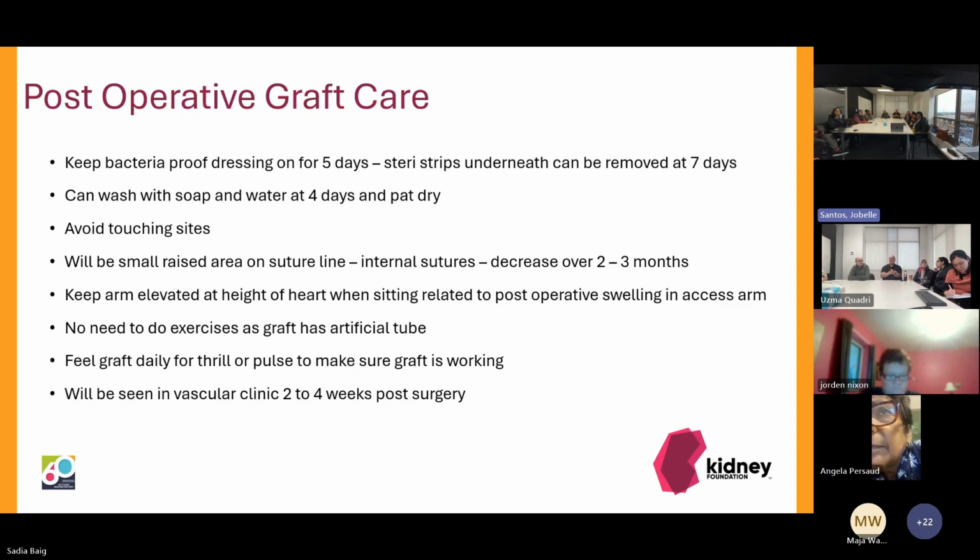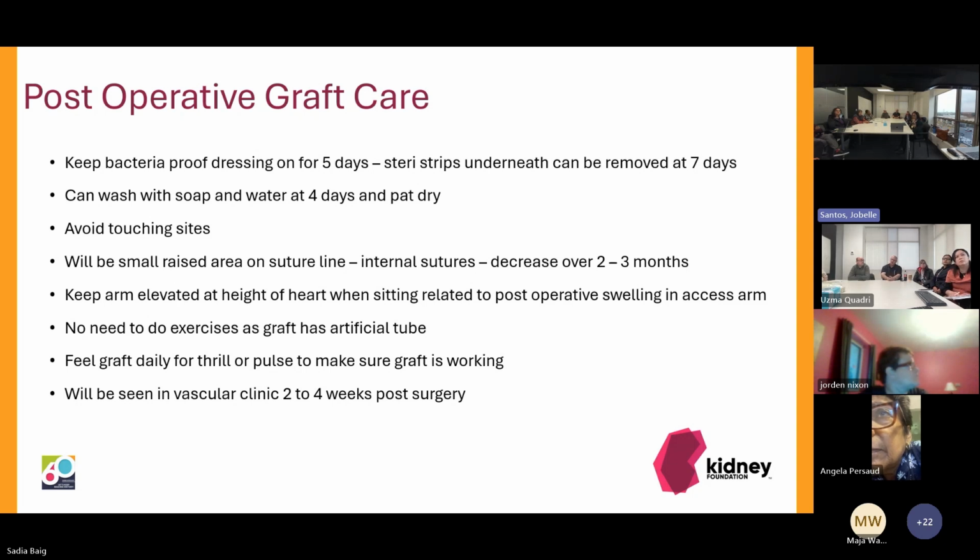We can take that dressing off after 5 days, and you can wash the site as normal. There will be steri strips underneath it. You wash with soap and water after the dressing comes off, okay? Again, avoid touching it, just like the fistula. I talked about the raised areas. There are going to be more raised areas because there's more incision sites with the graft, okay? And again, they're internal sutures, and those will diminish after 2 to 3 months.